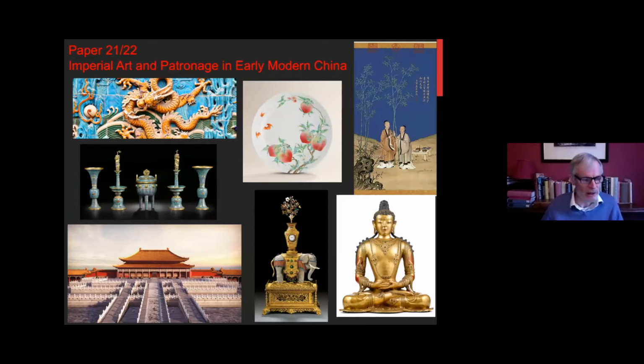We're increasingly doing that. And one I might just show you here that we're currently running from a colleague in the Asian and Middle Eastern Studies faculty is Imperial Art and Patronage in Early Modern China. And again, no speaking knowledge or reading knowledge of Chinese is necessary to take that paper.